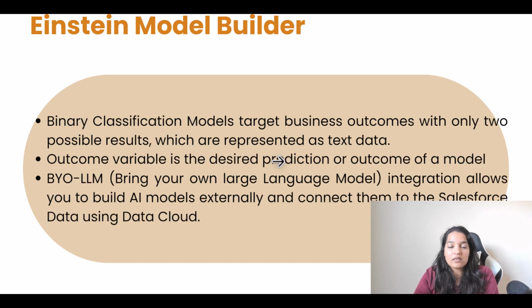Another important thing, and the last point you have to remember about Einstein Model Builder, there is one type of model called the binary classification model. If you remember, binary means 2. This type of model targets business outcomes with only 2 possible results. So if you only want 2 possible results, yes or no, then in that case you're going to use binary classification models, which are represented as text data. Outcome variable is the desired prediction or outcome of a model. What is the outcome variable? It is basically the output of a model that is called the outcome variable.